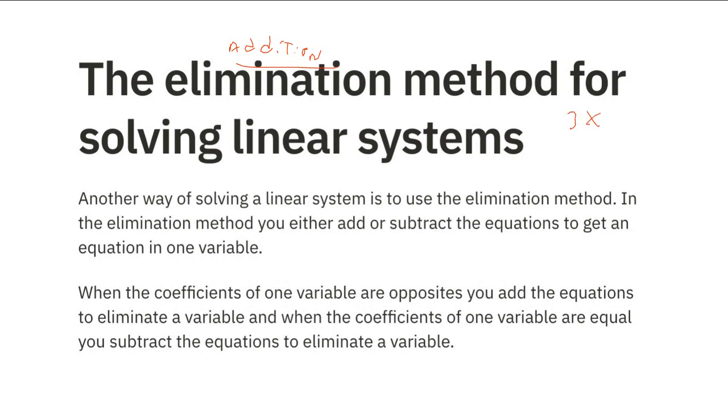if I had something like 3x plus 4y is equal to 10 and -3x minus 2y is equal to 20, and I wanted to solve this system of equations using the elimination method, I would just add straight down. 3x and -3x cross off. 4y minus 2y gives you 2y is equal to 30. Divide through by 2, I end up with y is equal to 15.